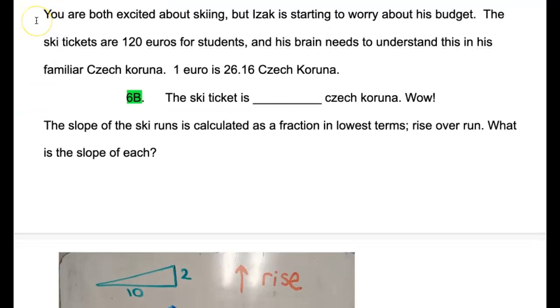You're both excited about skiing, but Isaac is starting to worry about his budget. The ski tickets are 120 euros for students, and his brain needs to understand this in his familiar Czech koruna, which is the money in Czechia. 1 euro is 26.16 Czech korunas. So calculate the ski ticket in his native money that he's used to.